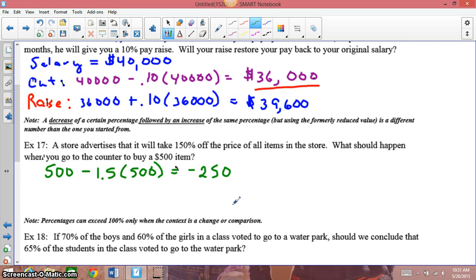Like I was saying, the only time that your percentages can exceed 100% is whenever you're talking about a change or a comparison. A good example of that is you could say, well, I get 150% more miles to the gallon than your car. Okay, so you can compare cars. As long as you're doing some kind of comparison, like my car runs 120% better than your car, things like that. It doesn't always have to be cars, of course. That's just what's coming to my mind at the moment.